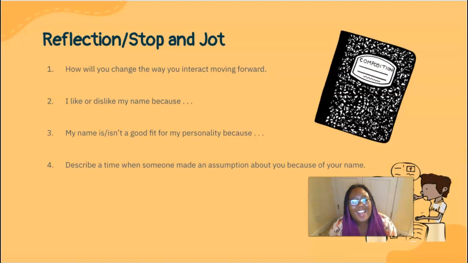Lastly, during our closing, we're going to reflect on the things that we've learned so far, and we're going to stop and jot or have a conversation with our peers about what they were learning.